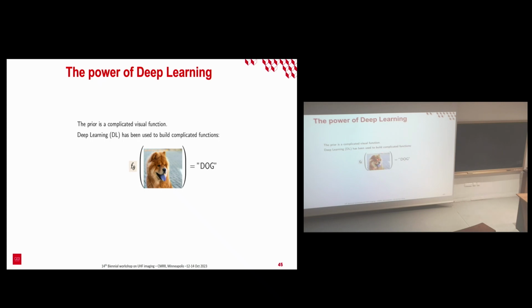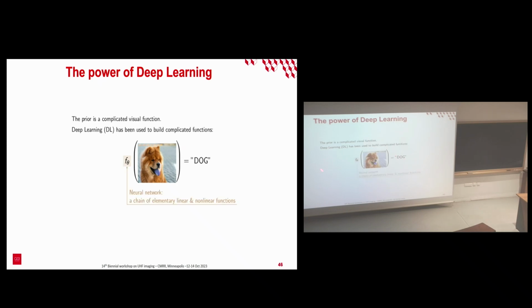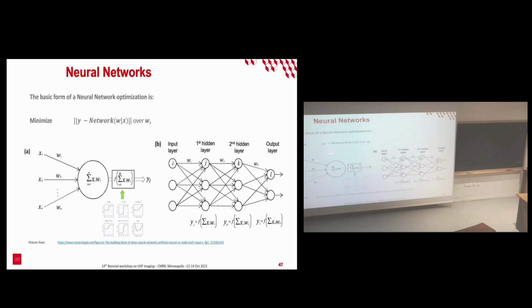So the idea will be to estimate a function f theta that depends on parameter theta, that allows us to recognize this dog and label it as a dog. Okay. So f theta will be a neural network, which is basically a chain of elementary linear and nonlinear functions. Let's see a very simple example to illustrate that. This is almost the most basic neural network that has been introduced in the literature.